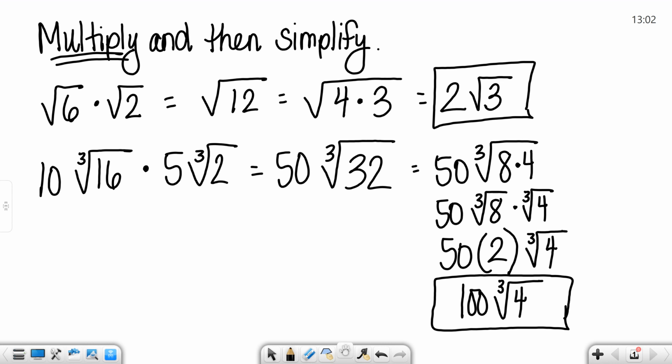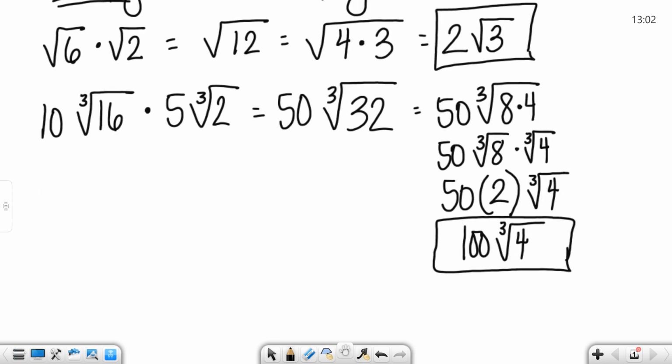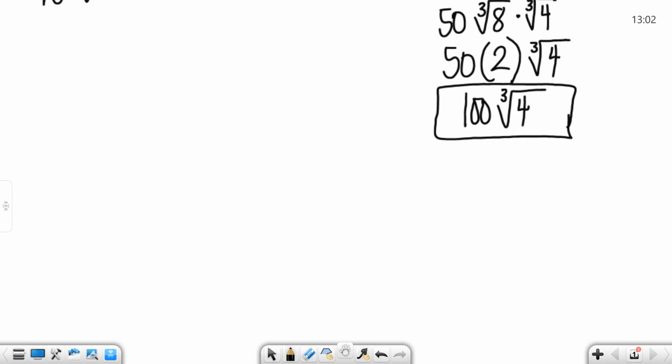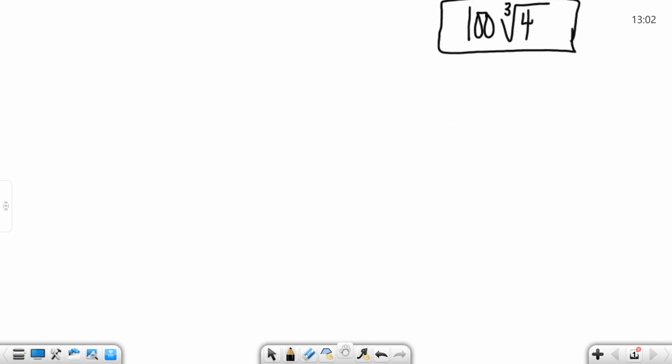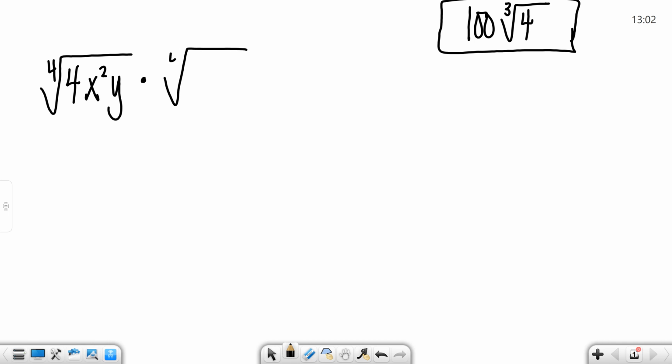These radicals are just going to take some practice. The better you are with your multiplication, the easier these are. All right, let's try the 4th root of 4x squared y times the 4th root of 8x to the 6th y cubed. Our directions are still multiply and then simplify.